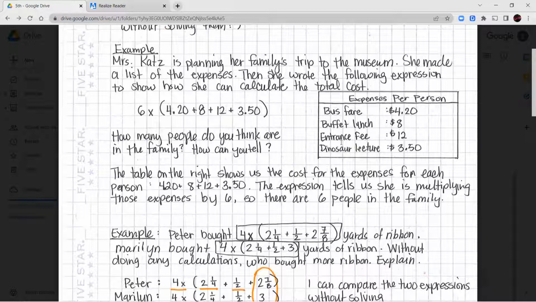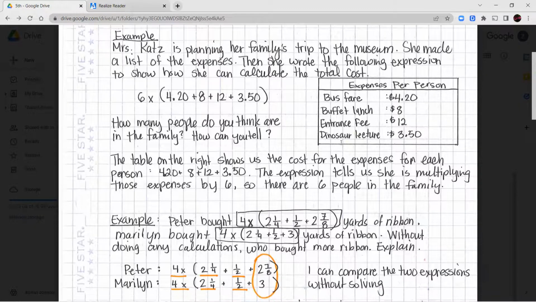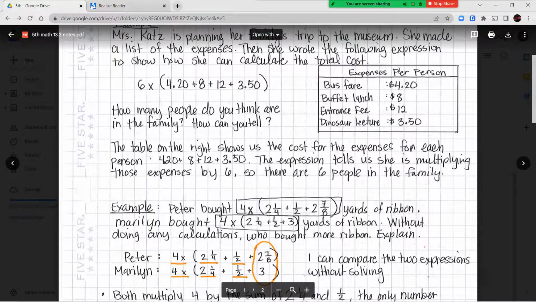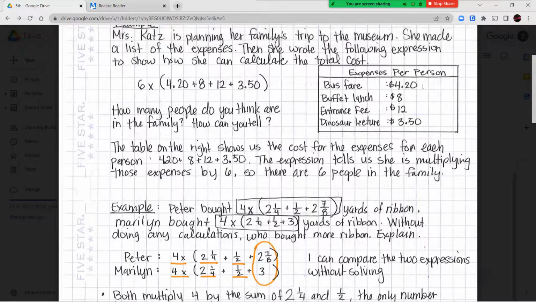Now, our first example says Mrs. Katz is planning her family's trip to the museum. She made a list of the expenses, and then she wrote the following expression to show how she can calculate the total cost. Now, here we have the expenses for each person. The bus fare is $4.20. The buffet lunch is $8. The entrance fee is $12. And the dinosaur lecture is $3.50. Now, the expression that she wrote is 6 times the sum of $4.20 plus $8 plus $12 plus $3.50.